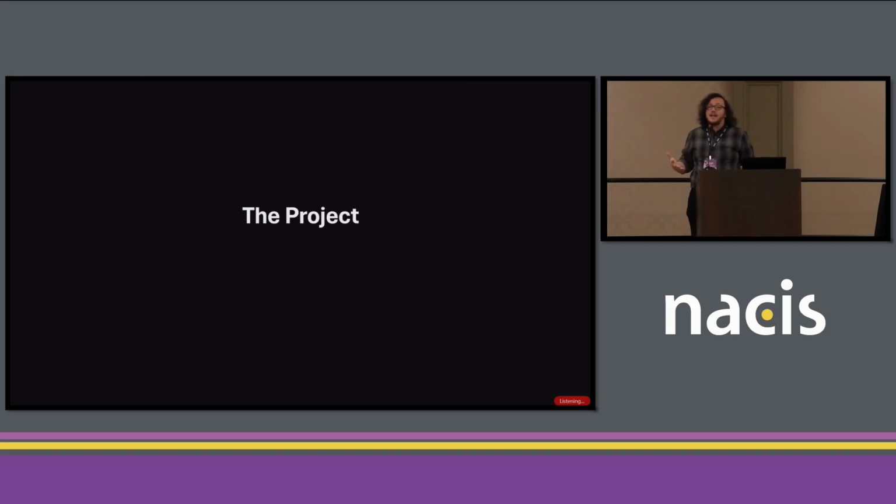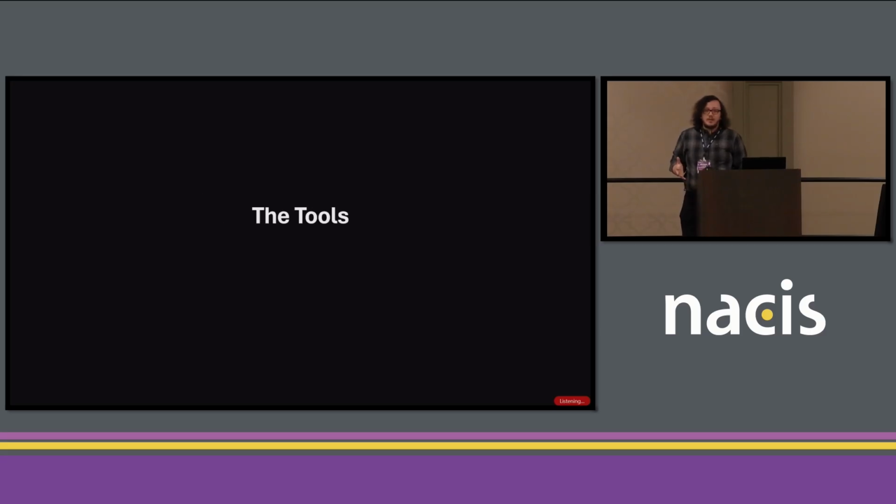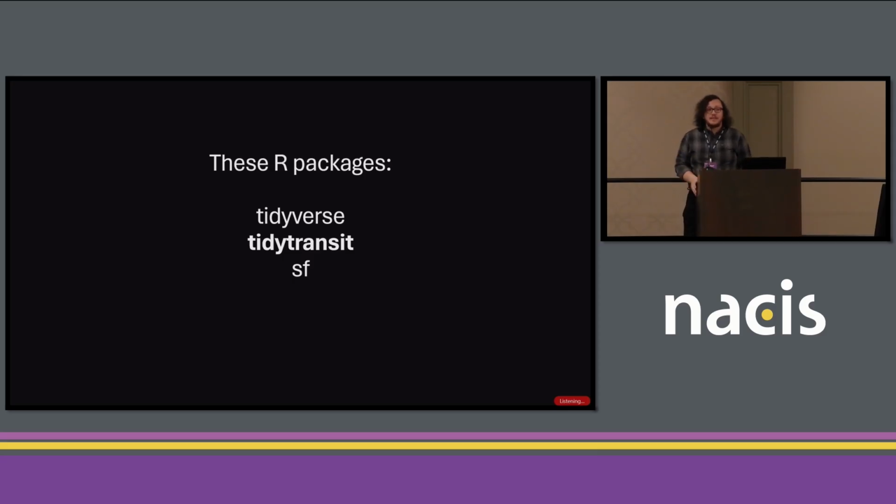And so the project, what are we going to be walking through making today? We're going to make a map of the number of SEPTA express trains that run per each route. And in order to do this, we are going to be using R, and we're going to be using 3 specific packages: Tidyverse, which is a collection of packages. I use it all the time. Tidy Transit, which is how we're going to work with the GTFS files, and then the SF package, which is how we're going to deal with the GIS side of things.